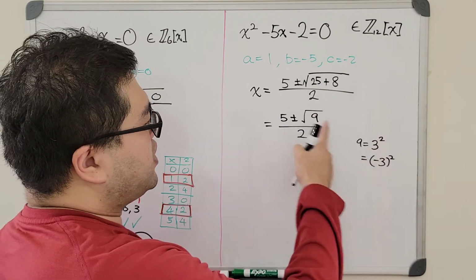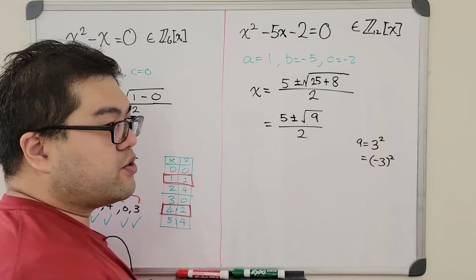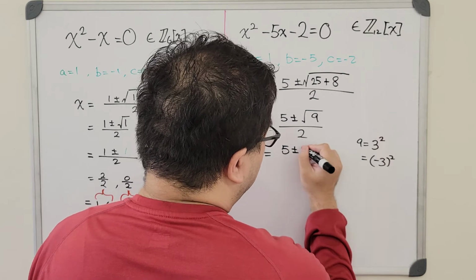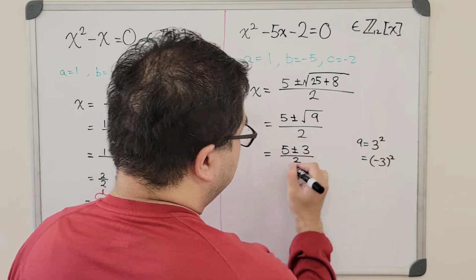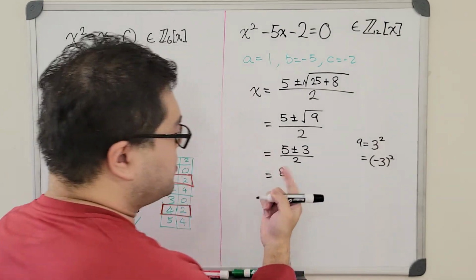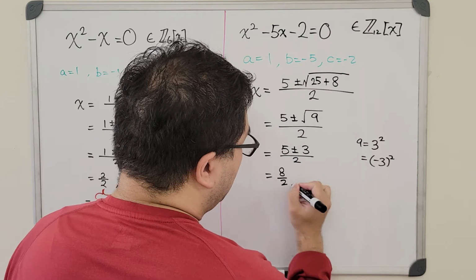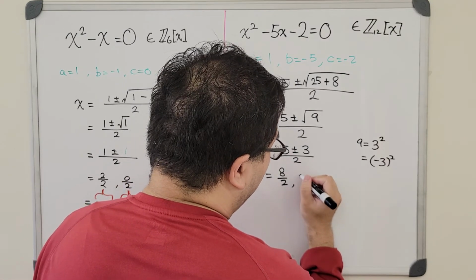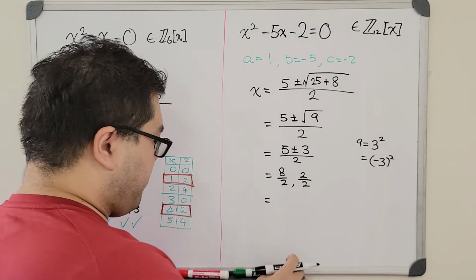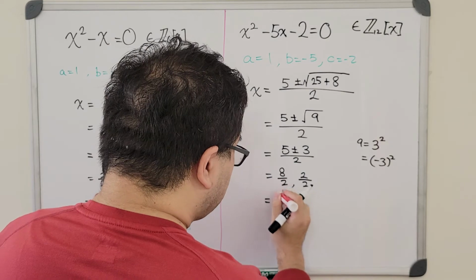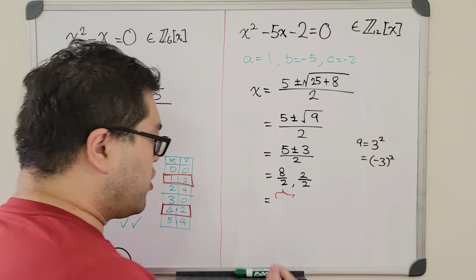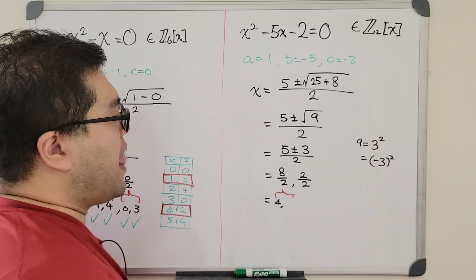Doesn't matter, because no matter whether we choose positive or negative, we will still yield 2 different answers, both plus and minus. So we get 5 plus or minus 3 over 2 here. Then again, 2 situations. The first case, if we choose addition, we end up with 8 over 2. Second one, if we subtract, we end up with 5 minus 3, which is 2, over 2 here. So what do we get? First, of course, if we do regular division, 8 divided by 2 is 4. That will give us the first answer.